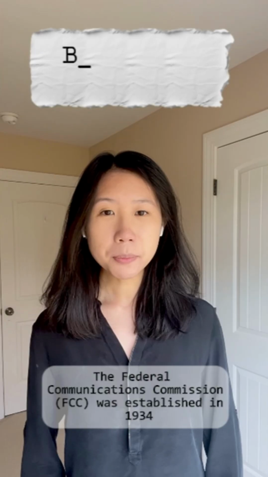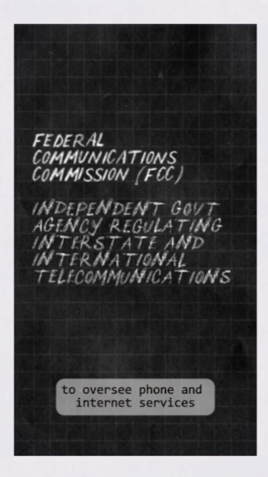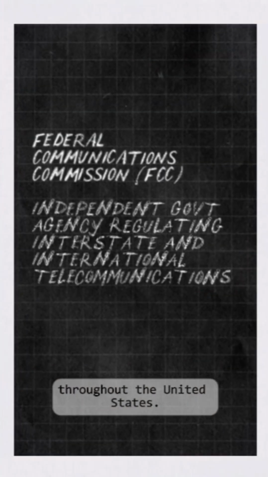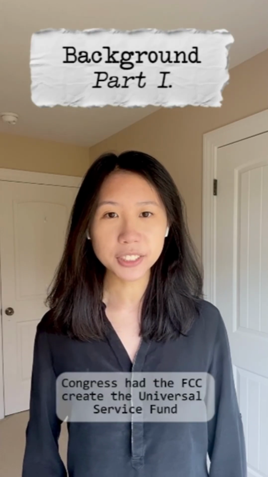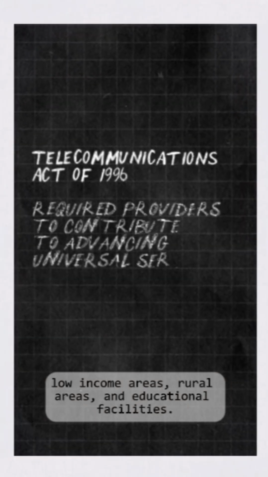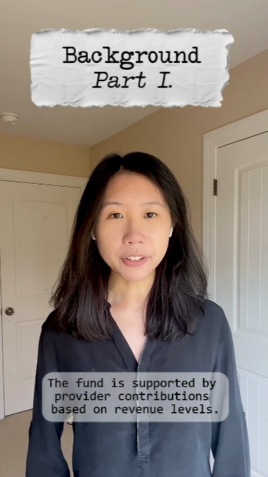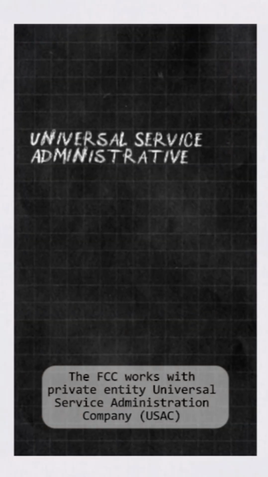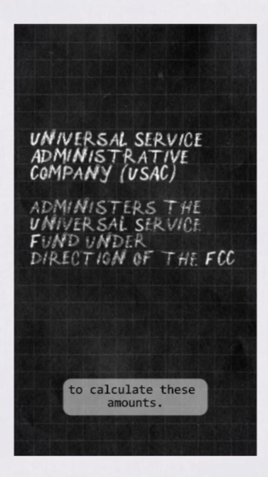The Federal Communications Commission, FCC, was established in 1934 to oversee phone and internet services throughout the United States. In the 1996 Telecommunications Act, Congress had the FCC create the Universal Service Fund to increase accessibility of services to low-income areas, rural areas, and educational facilities. The fund is supported by provider contributions based on revenue levels. The FCC works with private entity Universal Service Administration Company, USAC, to calculate these amounts.